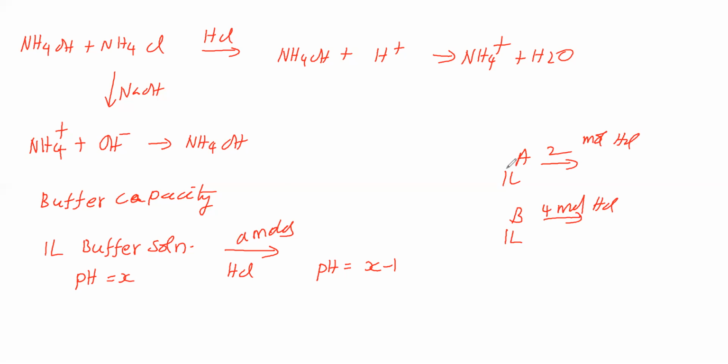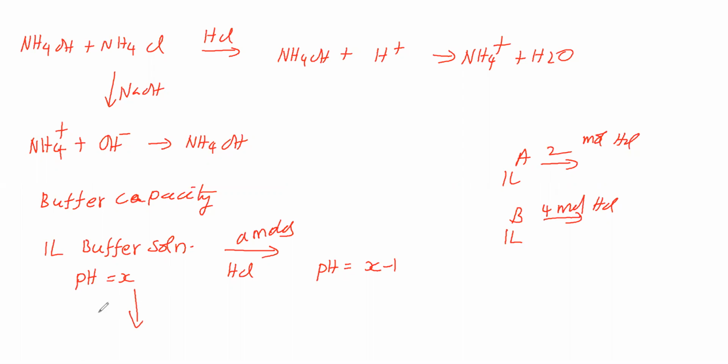So if you want a more efficient buffer solution, with higher resistance power, you have to take the buffer solution which has higher buffer capacity. If you want higher efficiency from a buffer solution, what do you have to do? You have to take the buffer solution with higher buffer capacity. Similarly, in terms of base, we will see.